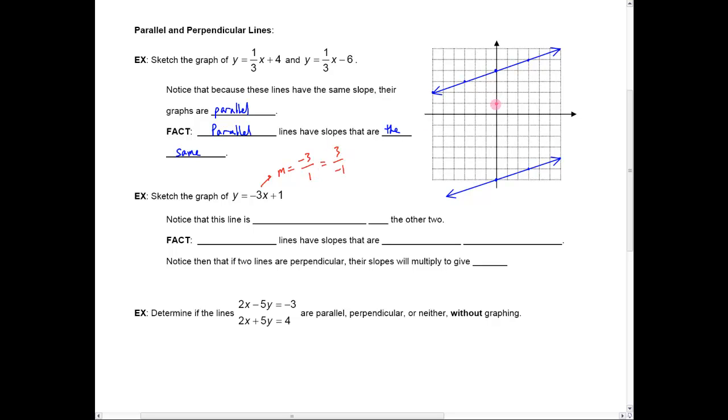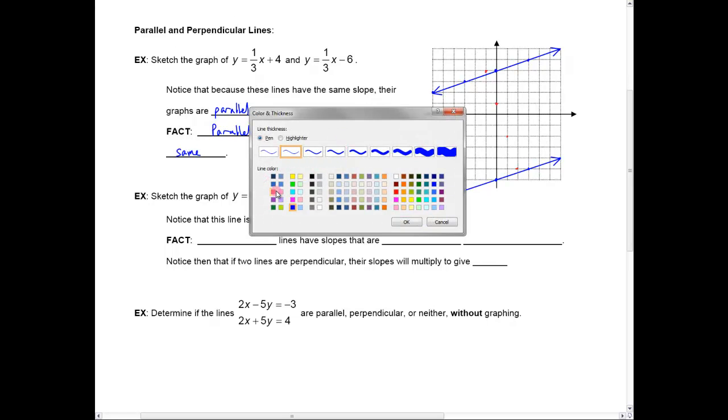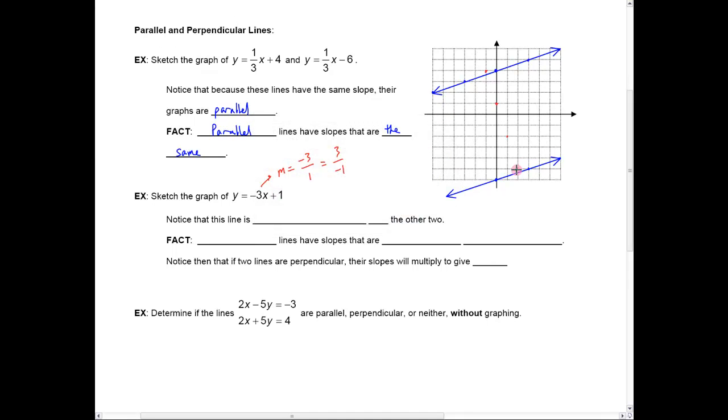So if I go from this point, a rise of -3, I guess that'd be down 3, right? And then a run of 1. Rise of -3, that's down 3, and a run of 1, that's to the right one. Or I could go a rise of +3 and a run of -1. Regardless, they all line up on the same line. So let's go ahead and graph that one. I'll do this one in red this time.